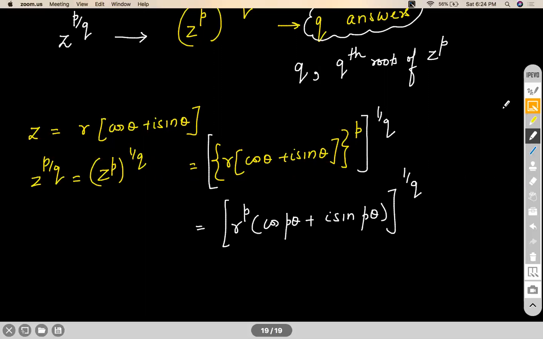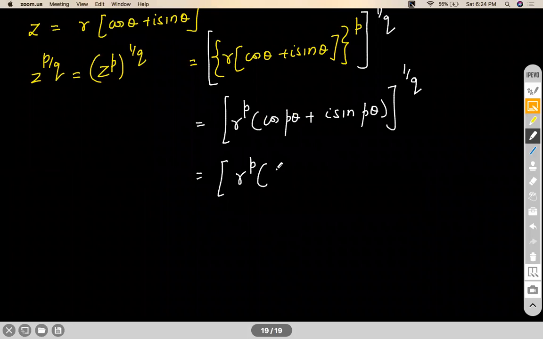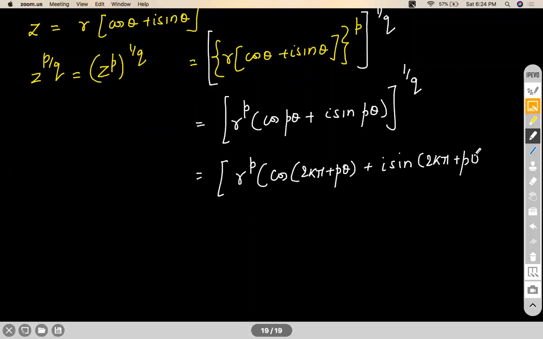Now, can I now do 1 by q into this? If I do that, I'll only get one answer. But that is not the case. I have to have q answers coming out of it. So what did De Moivre do? He said that we can write this term cos p theta as cos (2k pi + p theta), and we can again write i sin p theta as i sin (2k pi + p theta) without affecting anything. Was he correct? Yes, he was correct, because cos and sin both are periodic with a period of 2 pi.